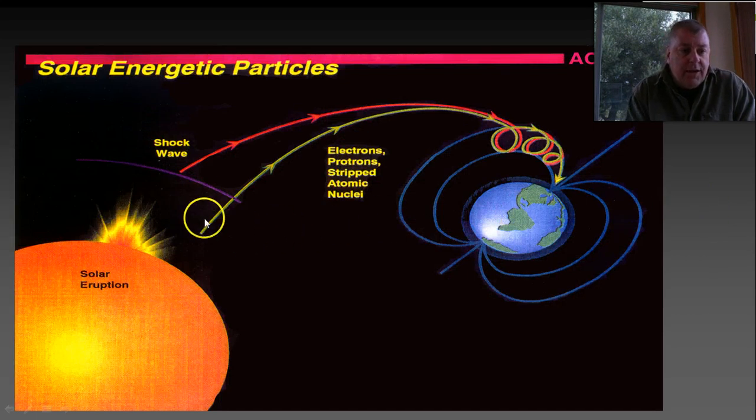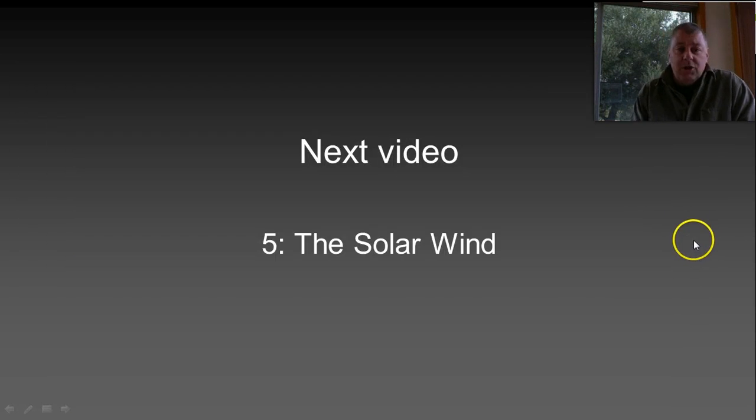And this one's just showing how here's the solar wind coming along here, the charged particles move along through space, and once they hit the Earth's magnetic field they go into these spiral loops and they get caught, basically. And we'll look at that in more detail when we do the solar wind, which is our next video.